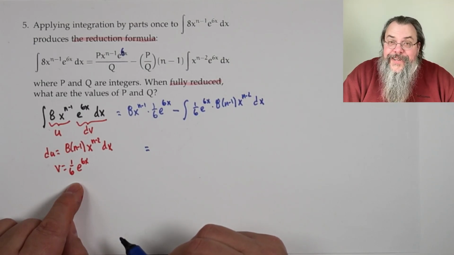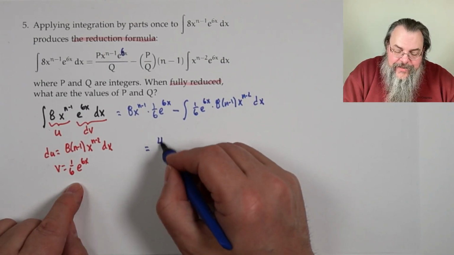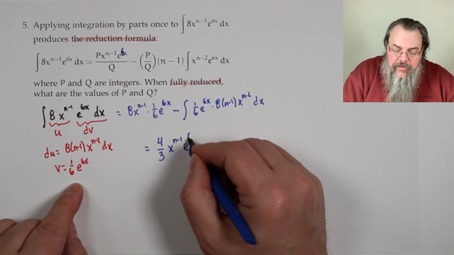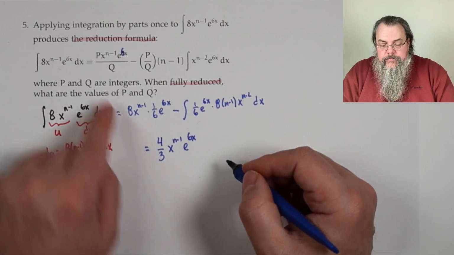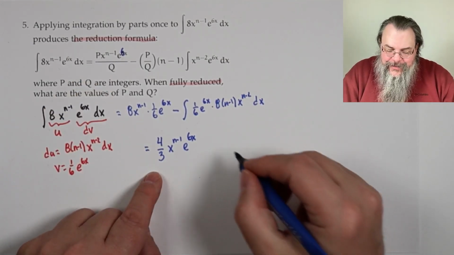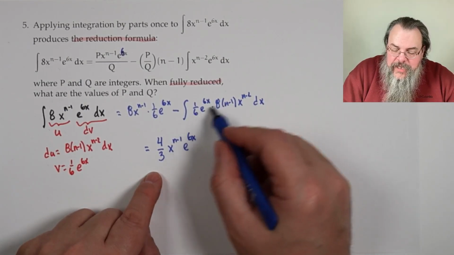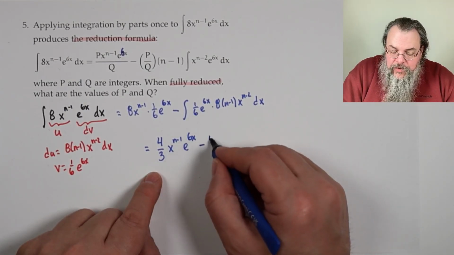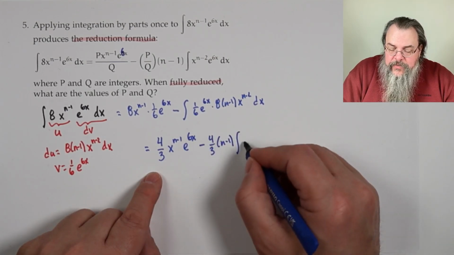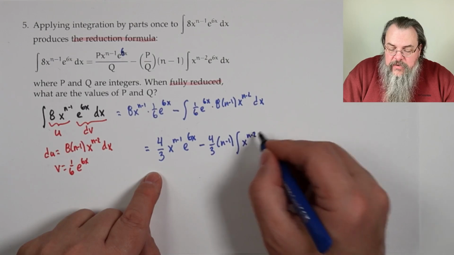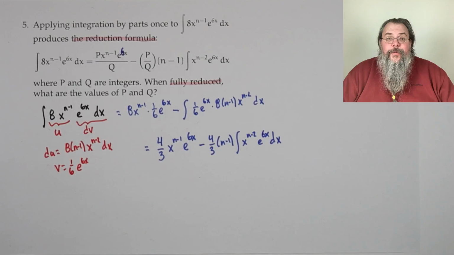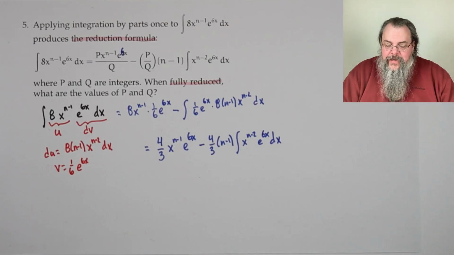All right, 8 divided by 6, what is that? Take out the common factors. That's 4 over 3. And then you have x to the n minus 1, e to the 6x. And at this point, you're like, P, Q. That's right, but we'll go ahead and finish writing it down. Again, we have 8 over 6, so we can pull that out: 4 over 3. N minus 1 is a common factor. And the integral of x to the power n minus 2, e to the 6x dx. Great. Wonderful.